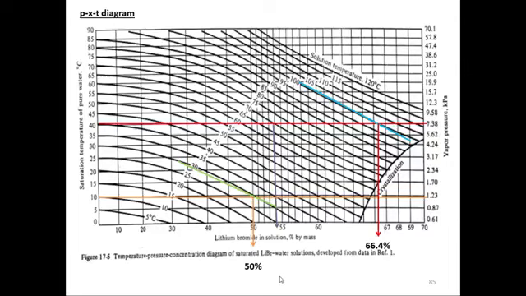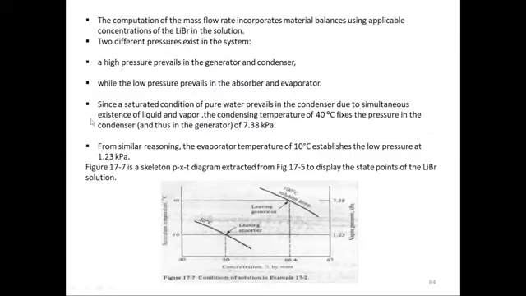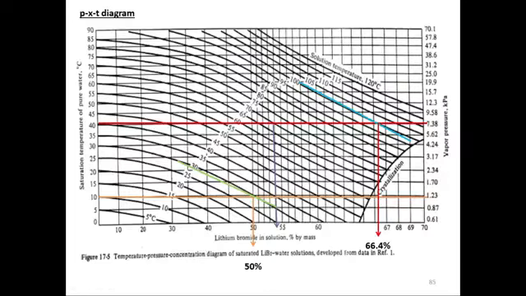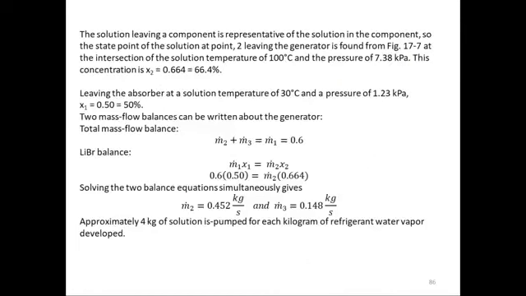So now we know the concentration of lithium bromide and we know the solution temperature. We can use the next diagram, which is the HXT diagram, to find out H, the enthalpy value. Let's look at this. Okay, we are done with this one. We understand how to get the concentration. Now we want to find out what the enthalpy value is.